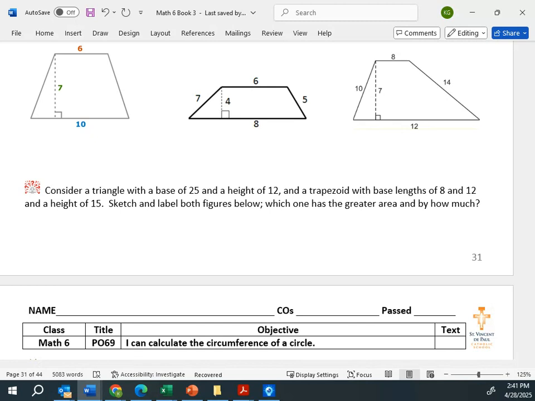And then you're going to circle the one that is bigger. Then it says, by how much? So how much bigger is it? So we would subtract them to see what their difference is, how much bigger it is.